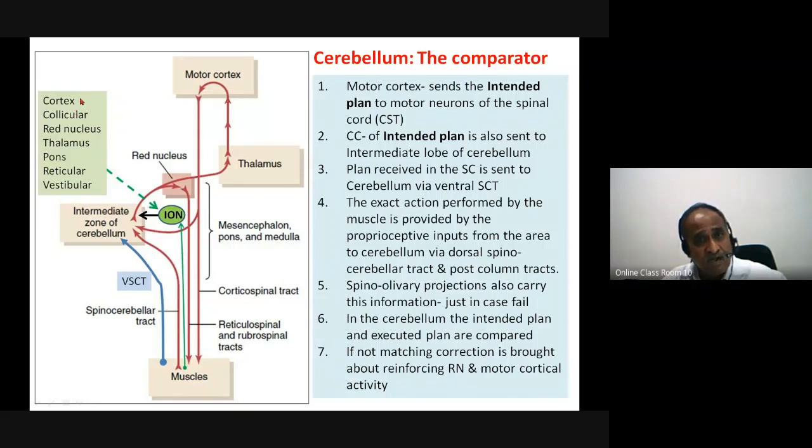that is the motor cortex, from the colliculi, that is the tectum, that is about the eyeball movement and eye movement, from the red nucleus, rubro-olivary, thalamo-olivary, thalamus, the ponto-olivary, reticulo-olivary, vestibulo-olivary. All these inputs will reach the olivary tract, and that would give to the intermediate lobe of the cerebellum.